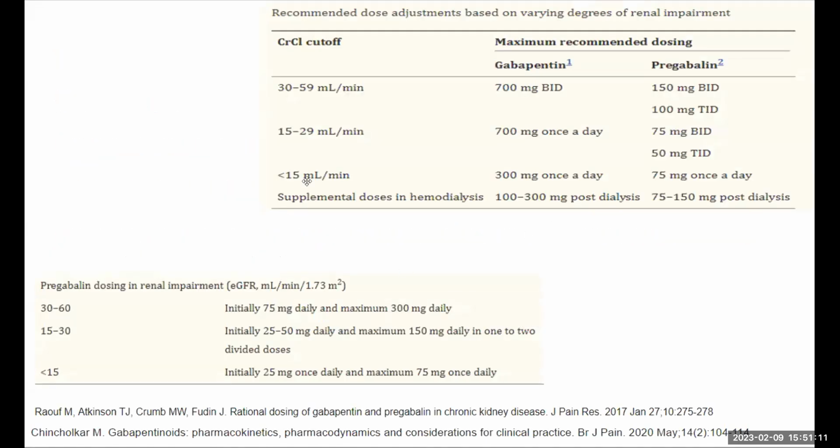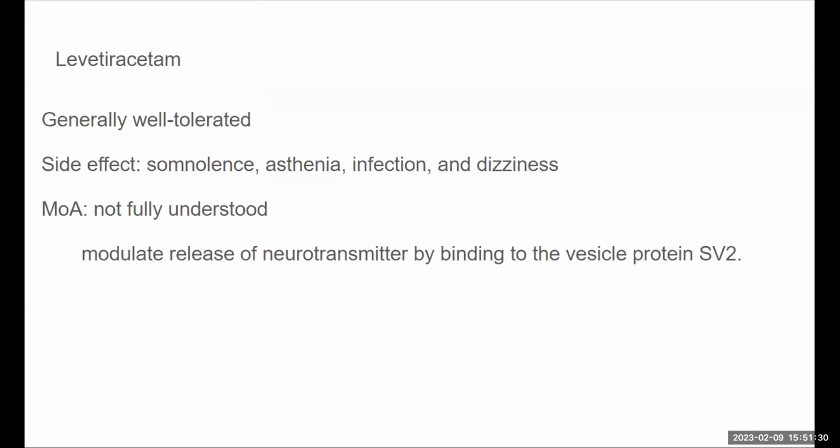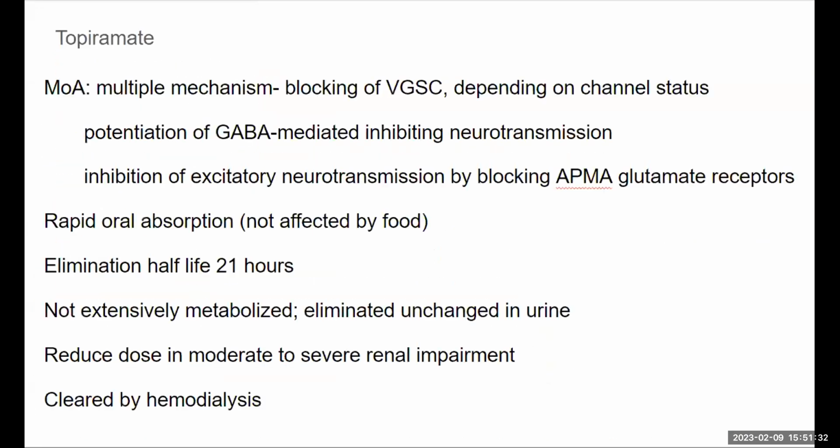So again, the same tables, now we're looking for pregabalin. So 75 milligram once daily for somebody with less than 15 ml per minute clearance, and post-dialysis supplementation. If you have to start somebody with it, give an initial 25 milligram and then titrate it up, and give 75 once a daily dose.